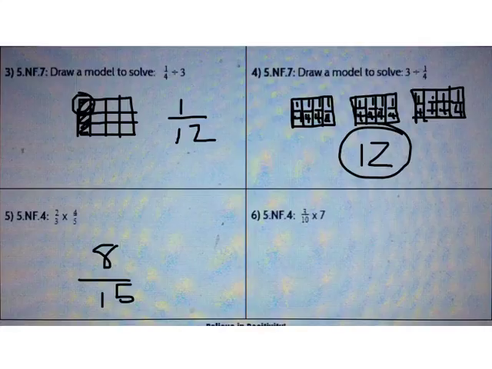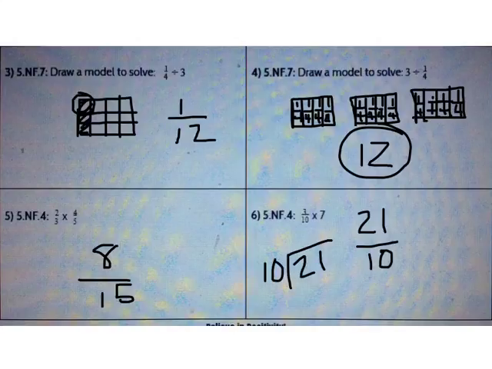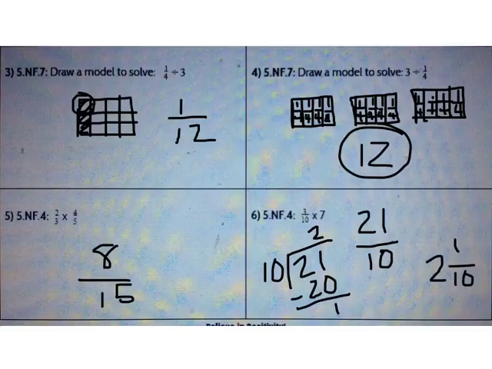Let's do our last do now problem. 3/10 times 7. When I multiply 3/10 times 7, first I multiply the numerator times the whole number. What's 3 times 7? It's 21. What's my denominator? It's 10. I'm not finished. I need to change my answer into a mixed number. When I change 21 over 10 into a mixed number, what's the result? Well, 10 goes into 21 2 times. 2 times 10 is 20, with 1 left over. So the answer is 2 and 1/10.